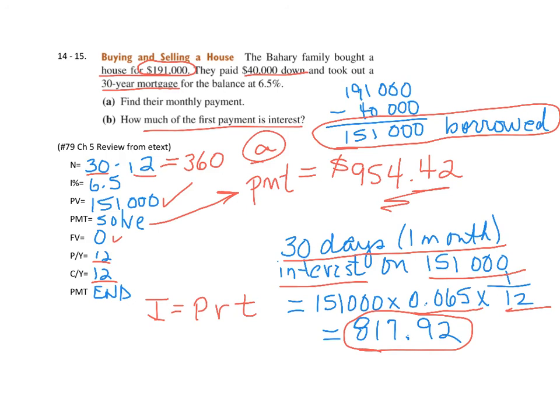So $954.42 minus that $817.92 means that of this whole $954.42 payment, only $136.50 went toward reducing the debt.